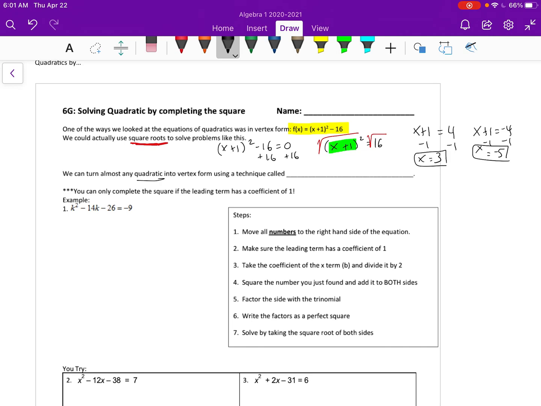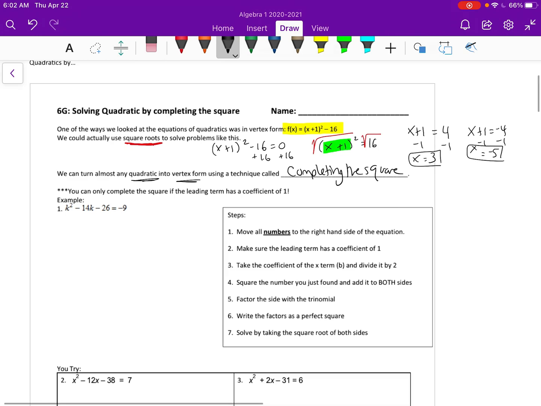We can take any quadratic and turn it into vertex form using this technique called completing the square. Right? And the idea is that you take something that doesn't have a perfect square and you put a perfect square into it. All right, so let's look at number 1. I have 7 steps that you're going to take, and that sounds like a lot, but I am literally showing you every single step that we're going to take to complete this square, right? And solve the problem. It's both, actually. We're going to complete the square and solve the problem.